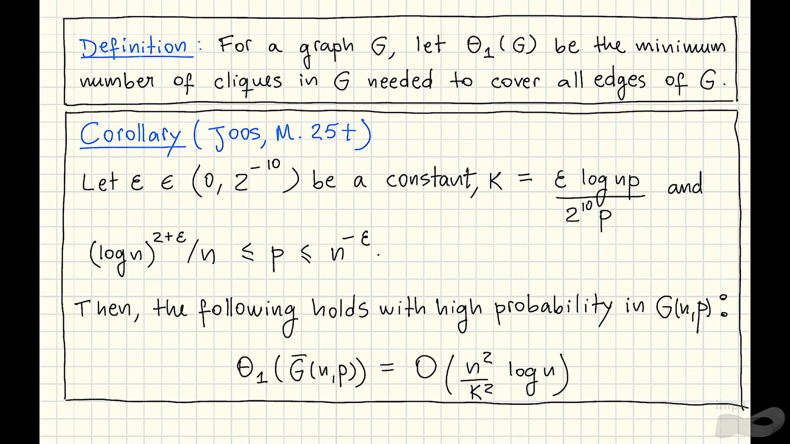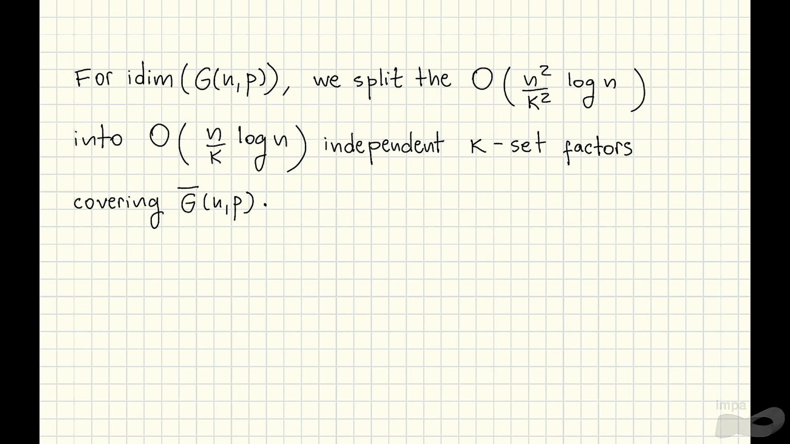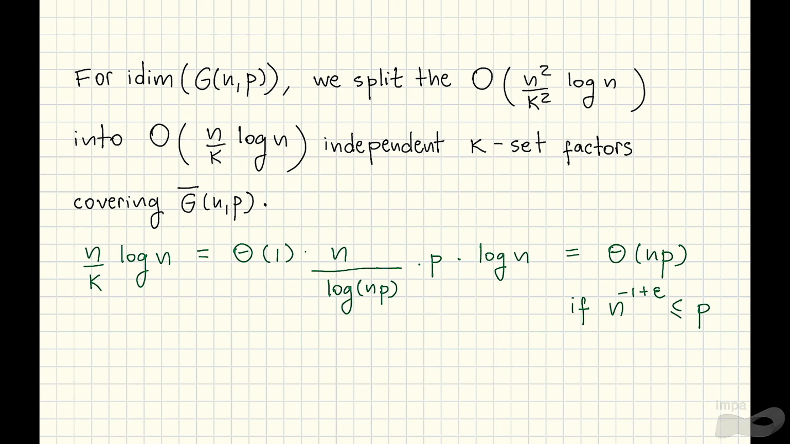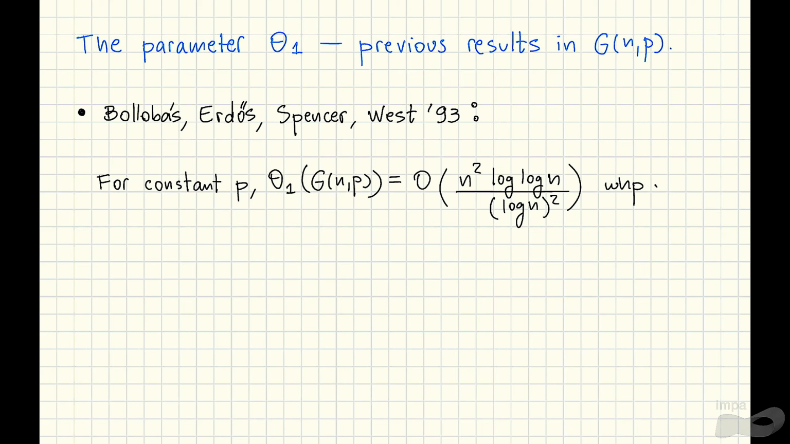Right, but we were not the first to study this. This was first studied by Bollobás, Erdős, Spencer, and West in '93. They showed that essentially the minimum number of cliques you need to cover the edges of G(n,p) is n squared over log n squared, which would be the best if every edge is packed in exactly one of the cliques, right? But then they had an extra factor of log log, okay?